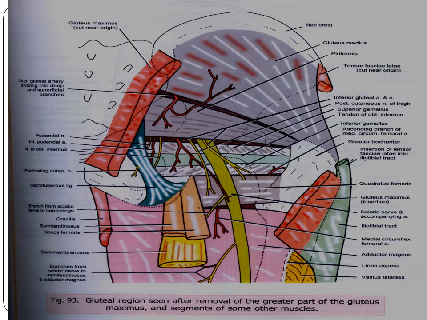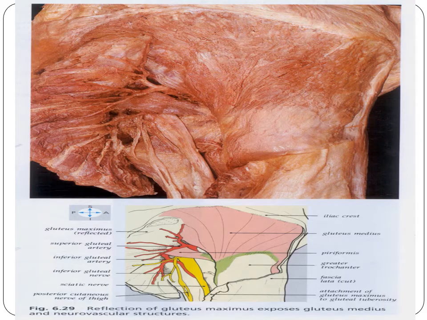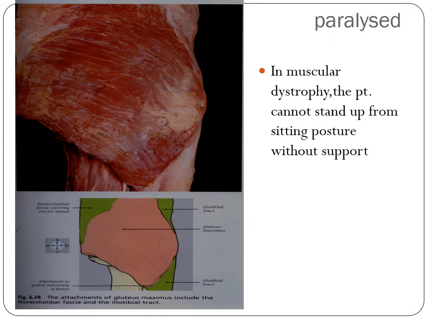It is a strong lateral rotator of this hip joint. Through the iliotibial tract, it maintains the extended position of this knee joint. The upper fibers of this gluteus maximus act as a powerful abductor of this hip. So this muscle is the gluteus maximus. Deeper to it is the piriformis muscle. This one is the superior and inferior gluteal nerve and vessels.